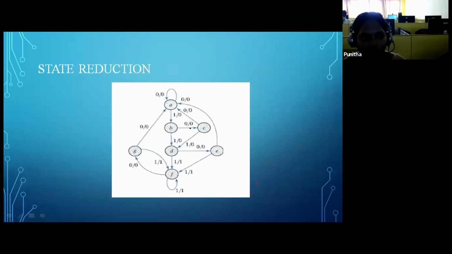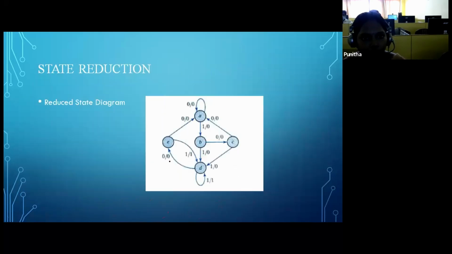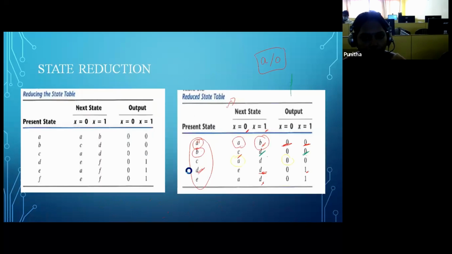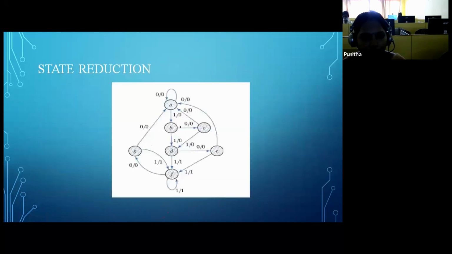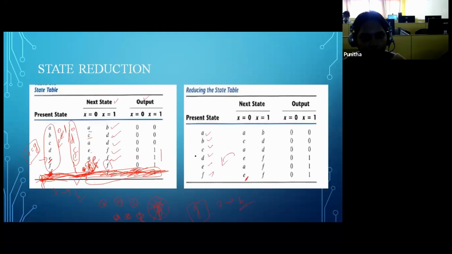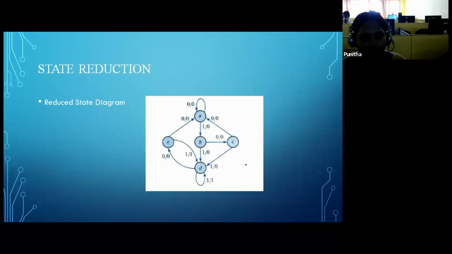I have a diagram in this form, which is called a state diagram. After doing all those things, I got a reduced state diagram in which I have 5 states. The given diagram had 7 states, and from this 7-state state diagram I have designed the reduced state diagram.